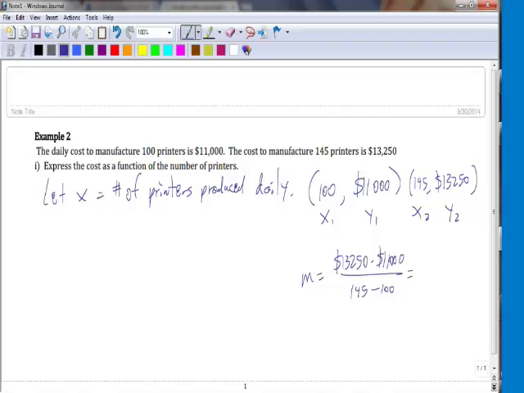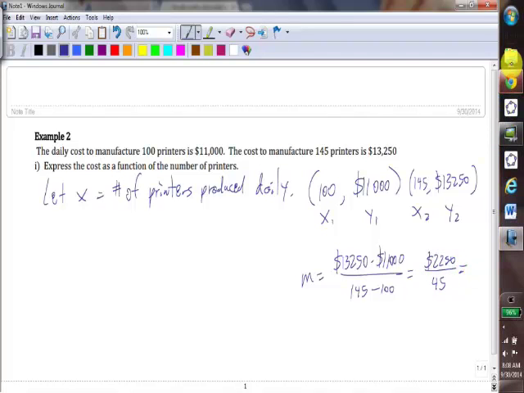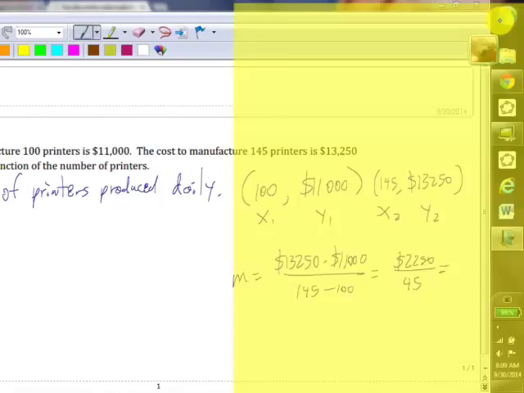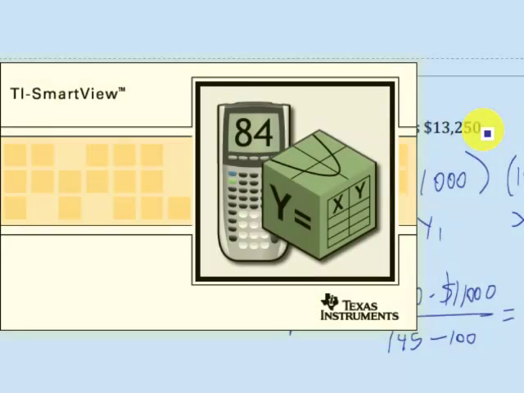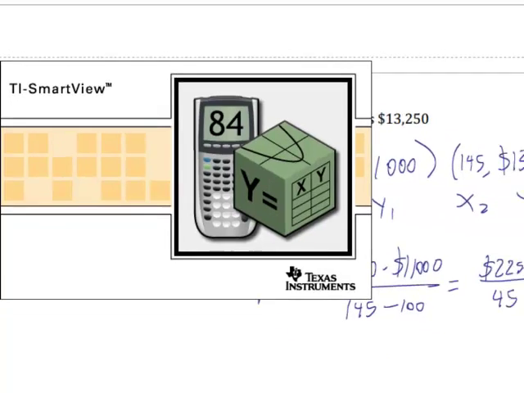So when we write the slope, let's see what it's going to be. If I do the subtraction there, I'm thinking $2,250 divided by 45 printers. Where's my calculator? There it is. $2,250 divided by 45 printers is how many? 50? Really? Just 50? I guess it is. 50.